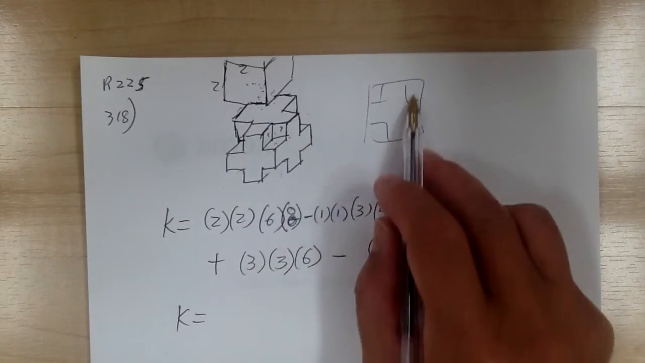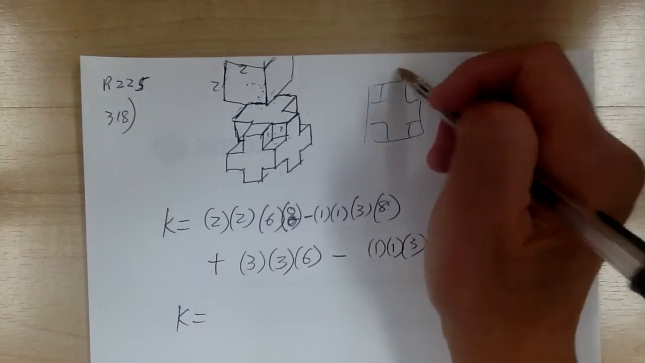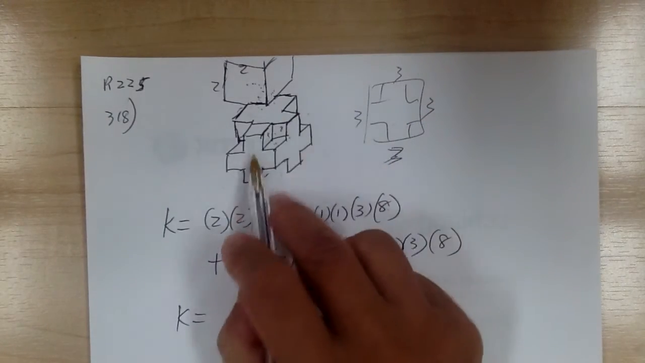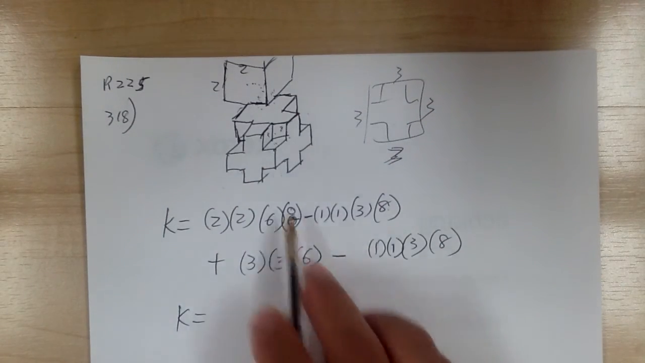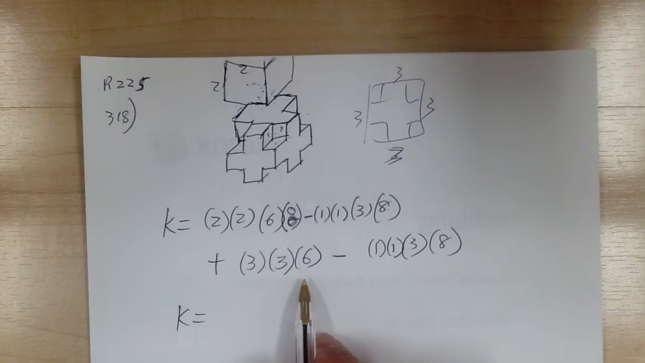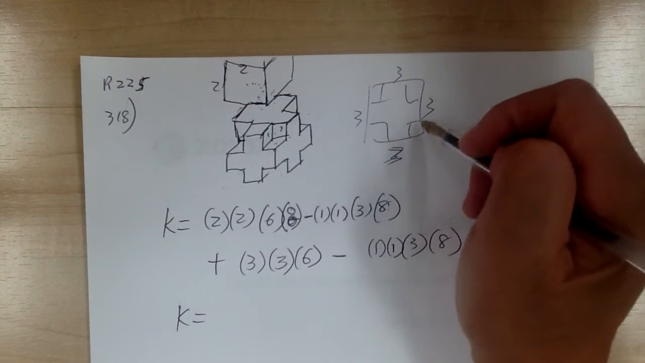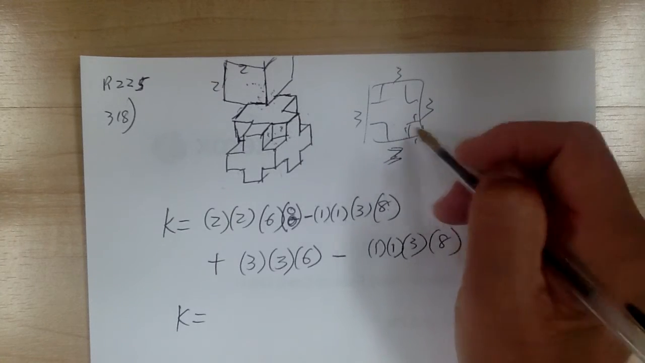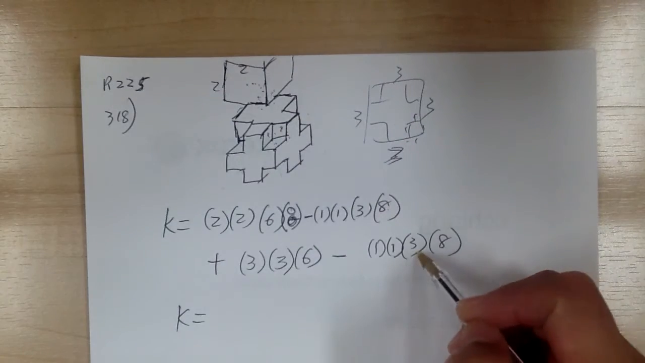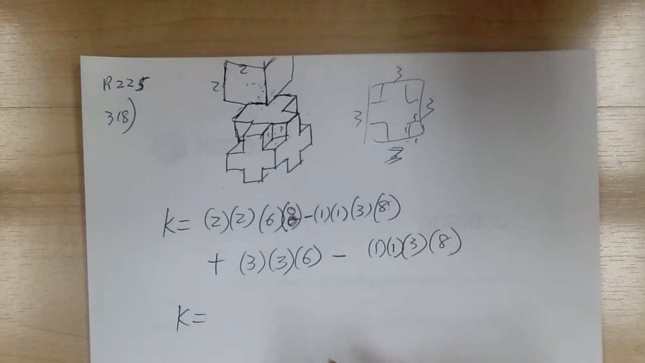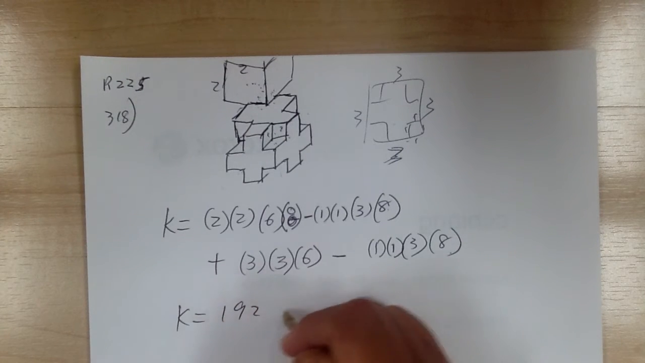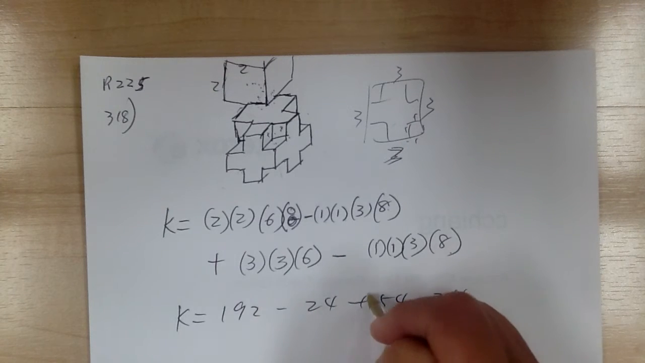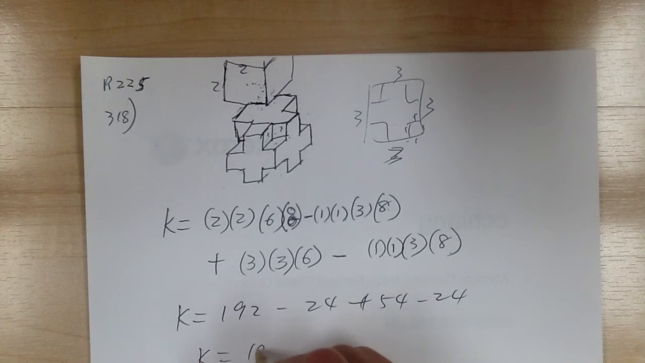So again, you start with the 3 by 3, and there are 6 of them. There are 6 faces. Then you have to minus that corner over here. The corner would be the 1 by 1, and there are 3 of them at each corner, and there are 8 corners. So you got 192 minus 24 plus 54 minus 24, and so K will equal 198.